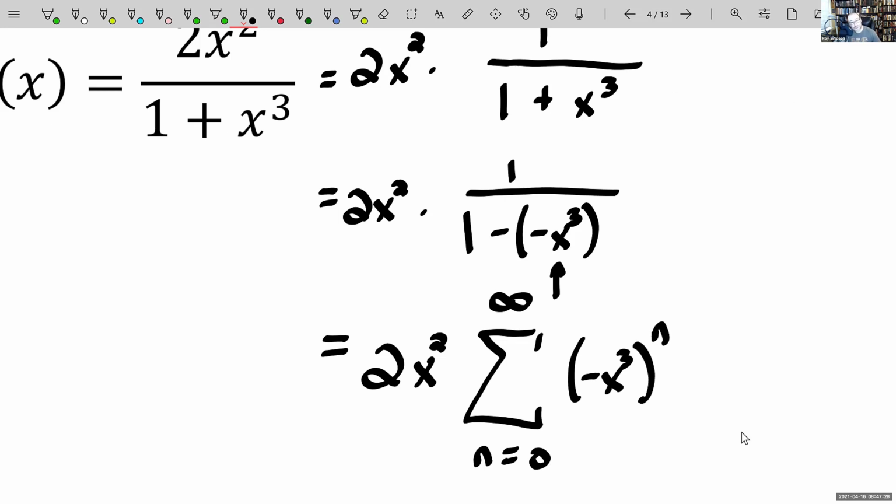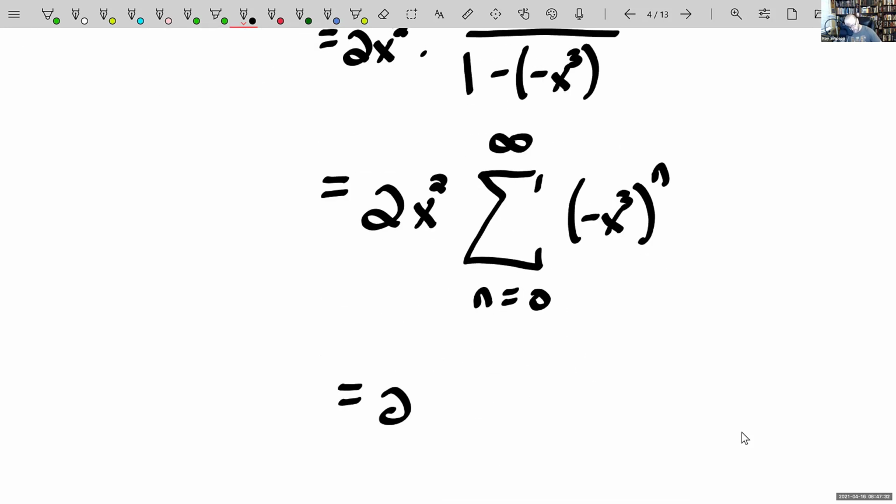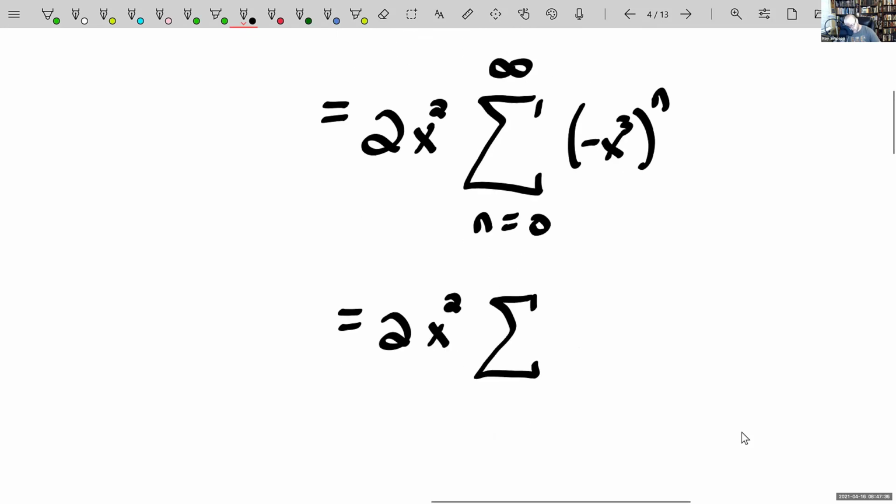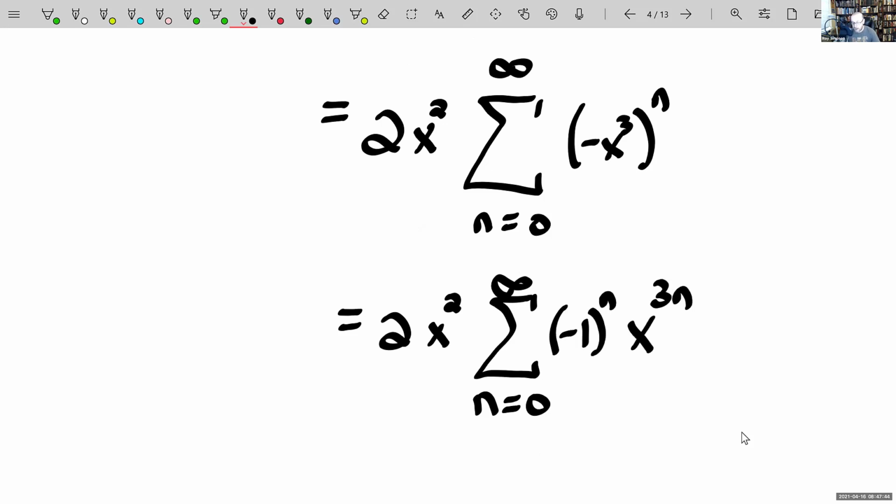But you would not answer it like this. You would actually clean this up. I'll start very slowly. I'll say that's a negative 1 to the nth. And then we have x to the 3nth power, right? Powers to powers multiply. So x to the third to the nth is x to the 3nth.